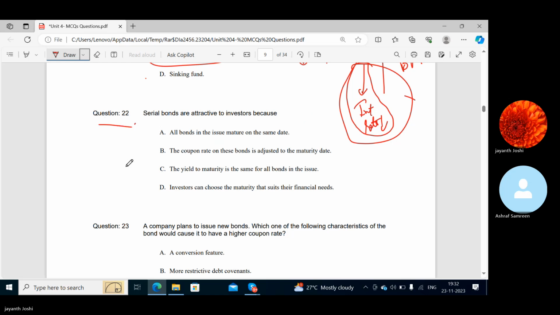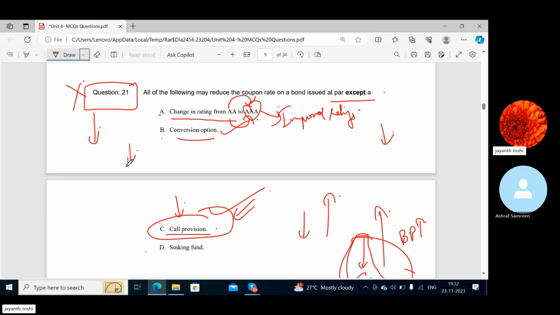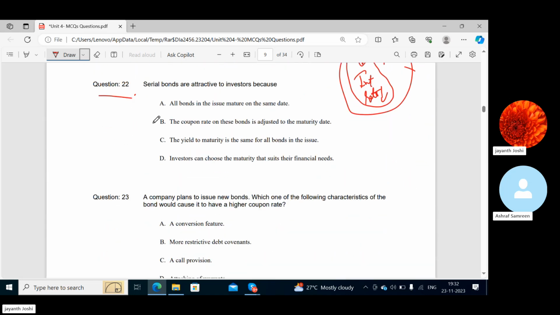Next question. Only for the 21st question, I will give you proper clarity. Serial bonds are attractive to investors because, what is a serial bond? They mature serially, that means on different dates. Maturity will happen one after another. Those are called serial bonds. They are very attractive to investors because investors can choose the maturity that suits their financial needs.